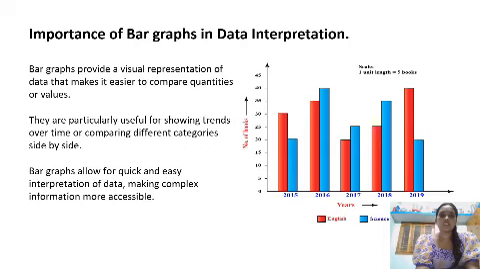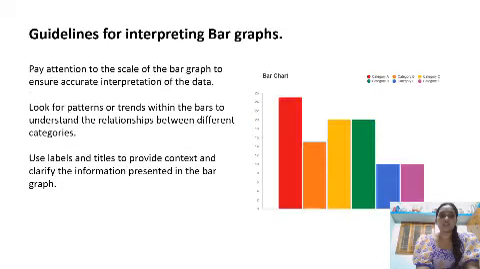Bar graphs provide a visual presentation of data that makes it easier to compare quantities or values. They are particularly useful for showing trends over time or comparing different categories side by side. Bar graphs allow for quick and easy interpretation of data, making complex information more accessible.